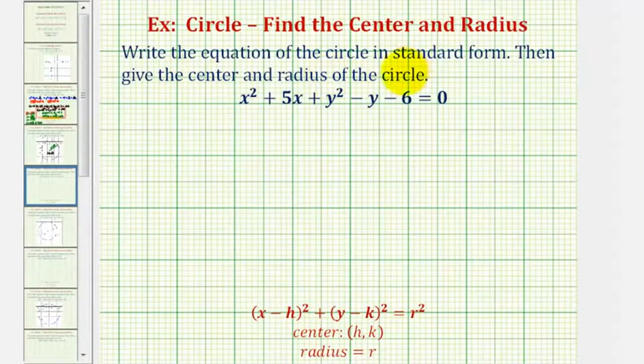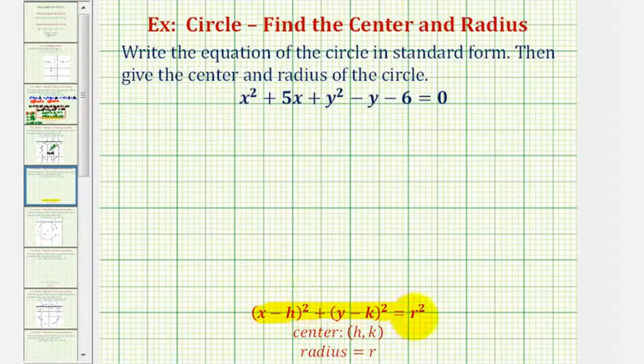Write the equation of the circle in standard form, and then give the center and radius of the circle. The given equation is in general form, and we know it's a circle because the coefficient of the x squared term and the coefficient of the y squared term are the same. In this case, they're both 1. We want to write this equation in standard form of a circle, which is this form here.